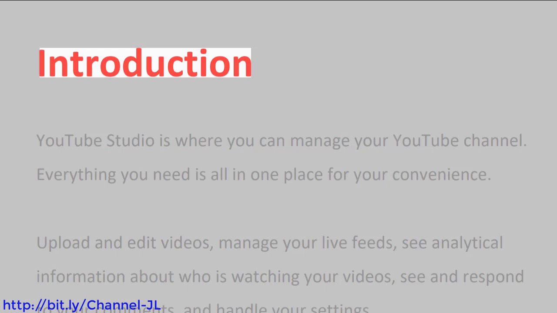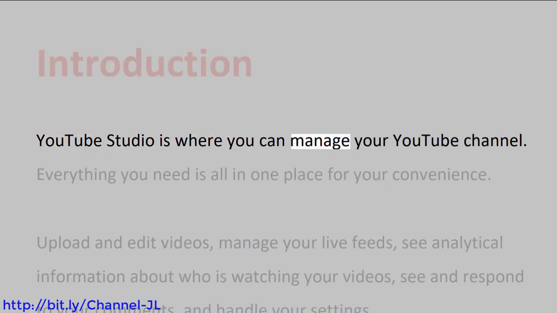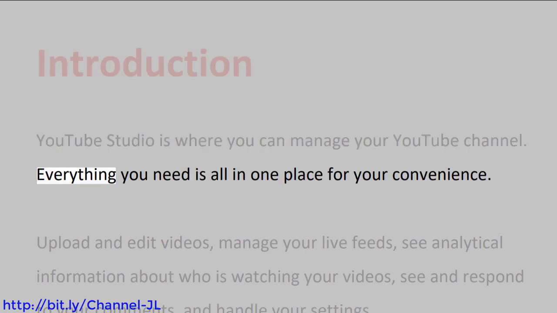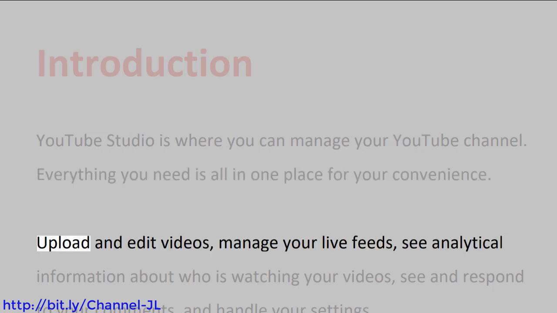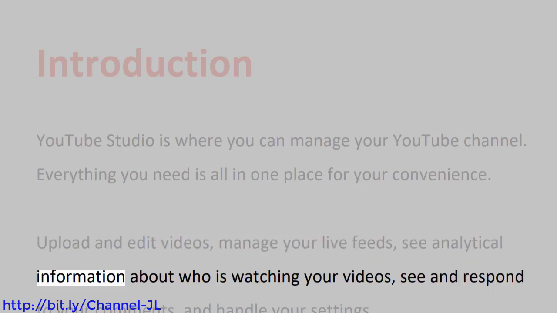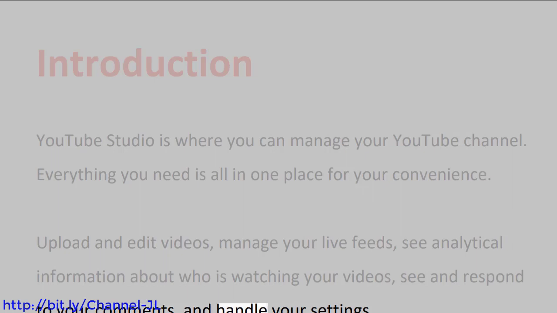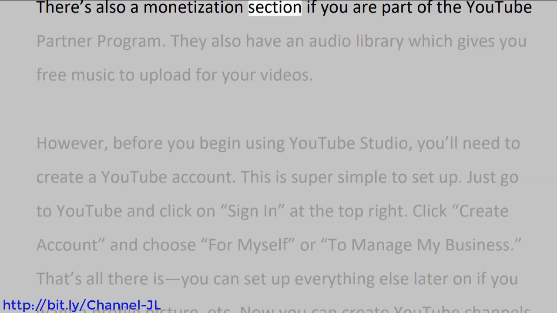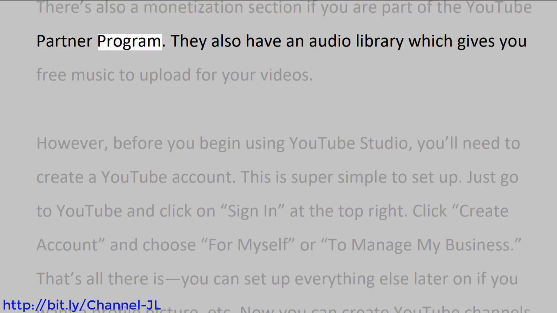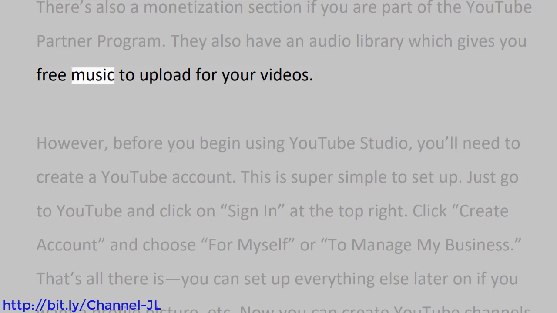Introduction. YouTube Studio is where you can manage your YouTube channel. Everything you need is all in one place for your convenience. Upload and edit videos, manage your live feeds, see analytical information about who is watching your videos, see and respond to your comments, and handle your settings. There's also a monetization section if you are part of the YouTube Partner Program. They also have an audio library, which gives you free music to upload for your videos.